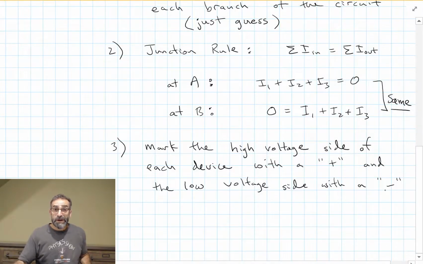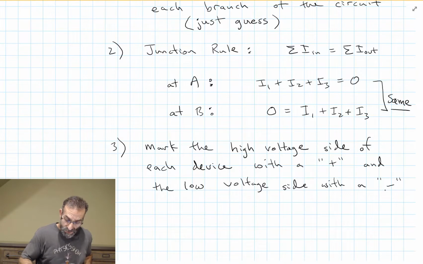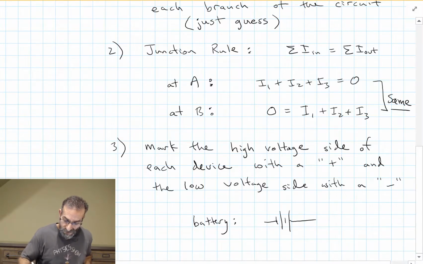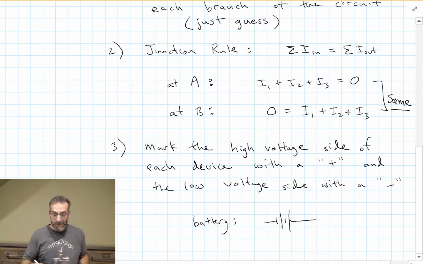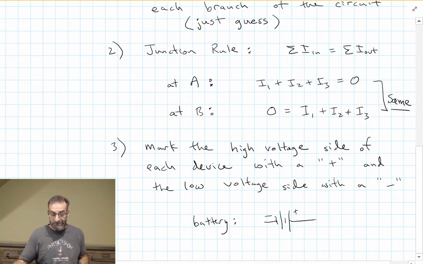Now we're going to mark each device in our circuit, each battery, each resistor, with a plus and a minus to indicate which side is at higher electric potential. And we have a couple of rules here. For a battery, we're told which side is at higher potential. The long line is the high potential side, and the short line is the low potential side. So I would mark it like that.